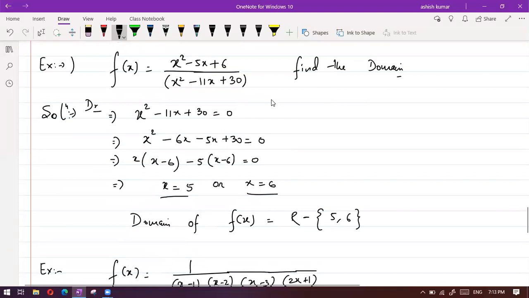No, here we still have to write it as: f(x) is not defined when x square minus 11x plus 30 is equal to 0. Now we are solving it and we are getting that x is equal to 5 and x is equal to 6 are the values where this function f(x) will become undefined. So we are removing that part from the domain.